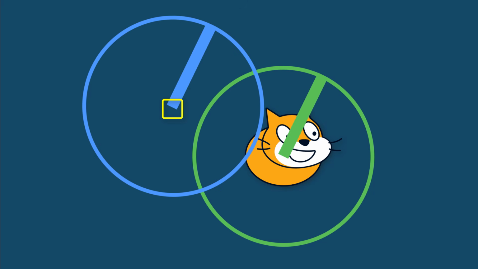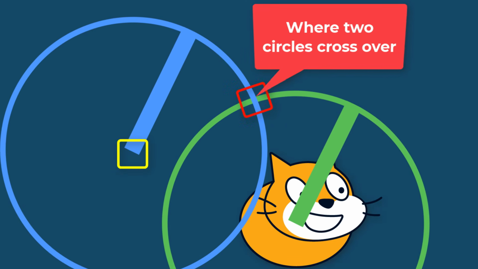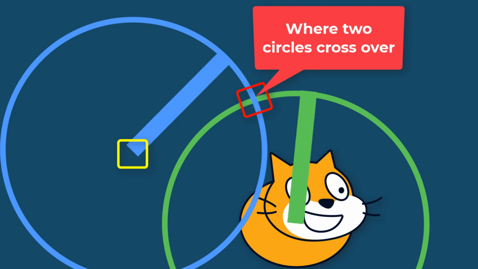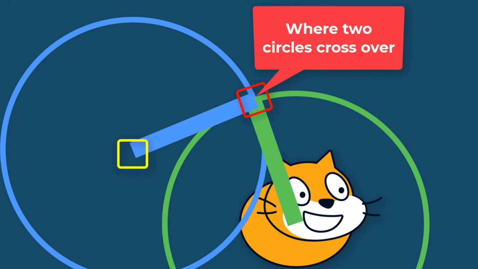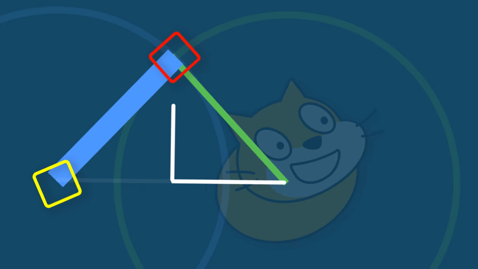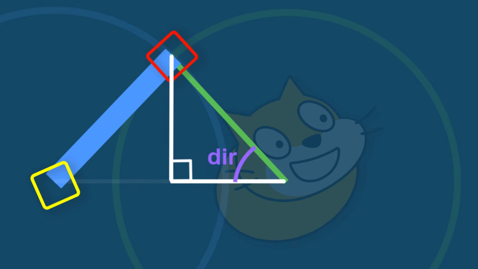And this is interesting. Can you see where the two circles intersect? That is, where they cross over. Well, that is the point that we need to draw our leg's knee. Brilliant! So is there some math we can use to calculate this point? Well, of course, it's just some simple trigonometry for this right-angled triangle.